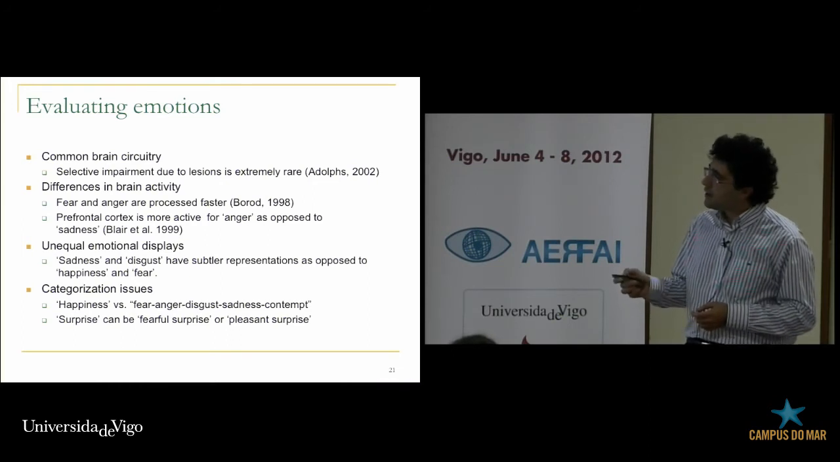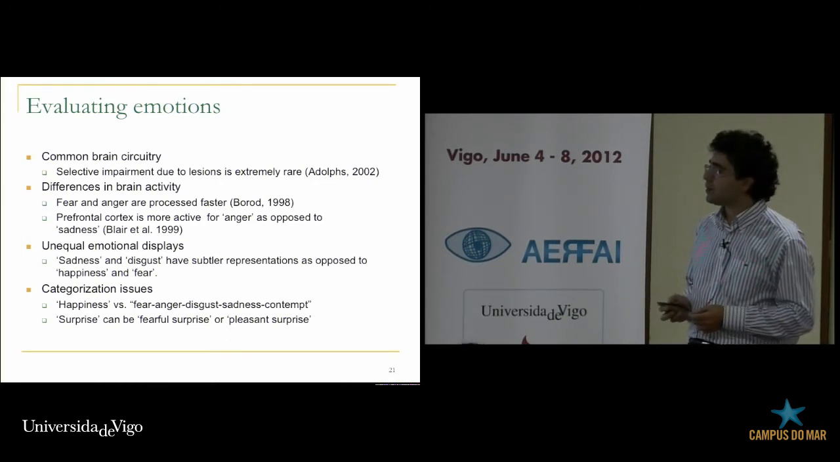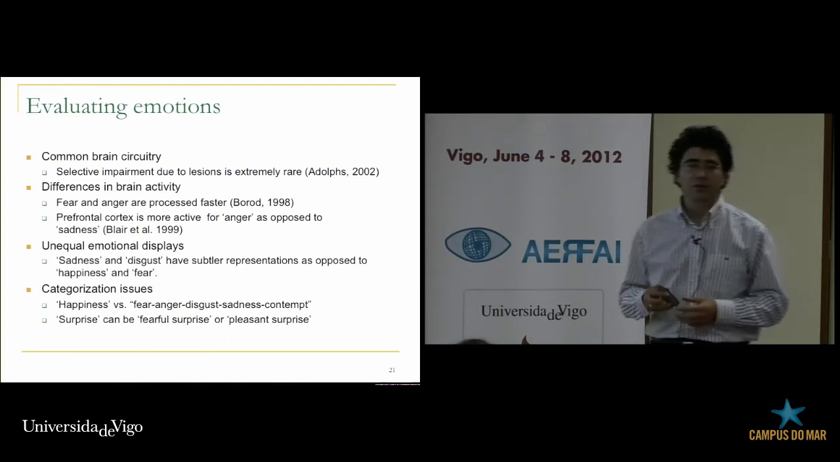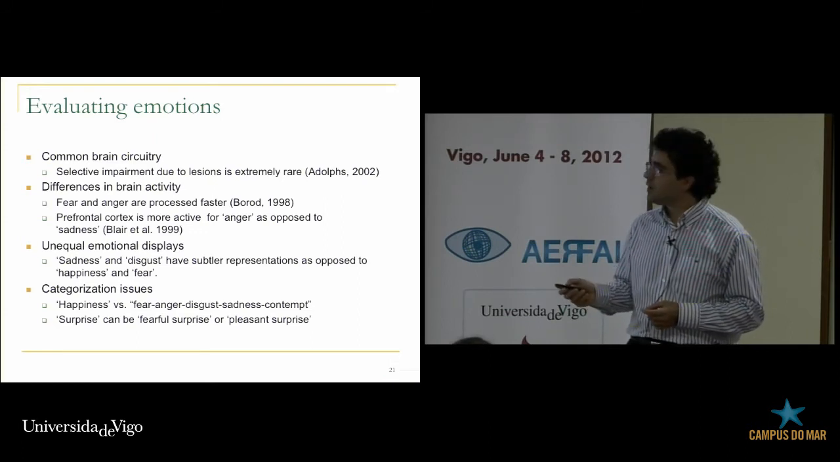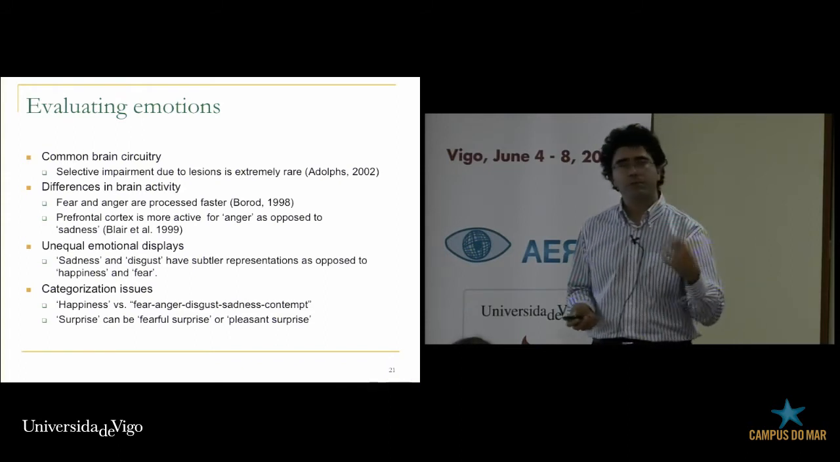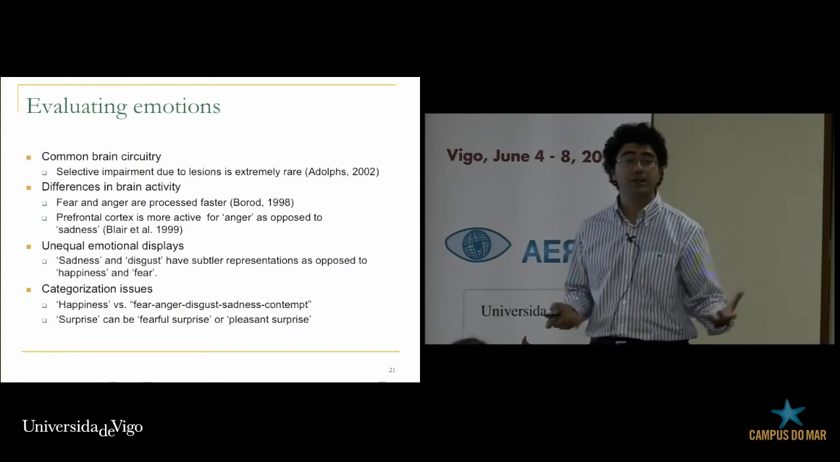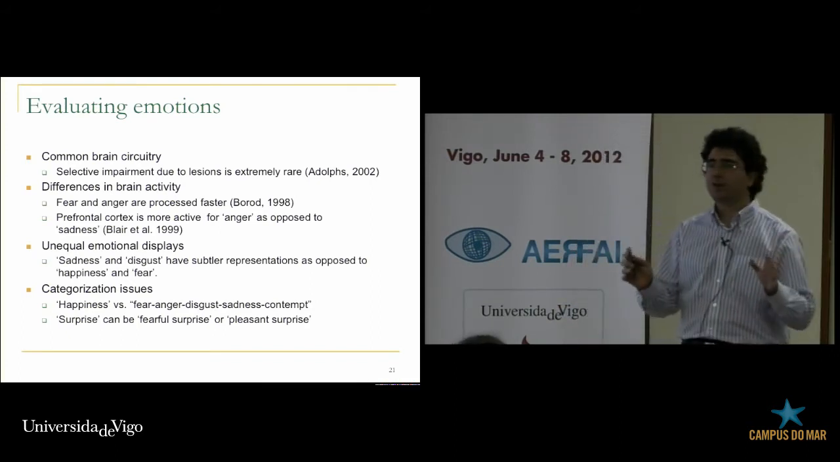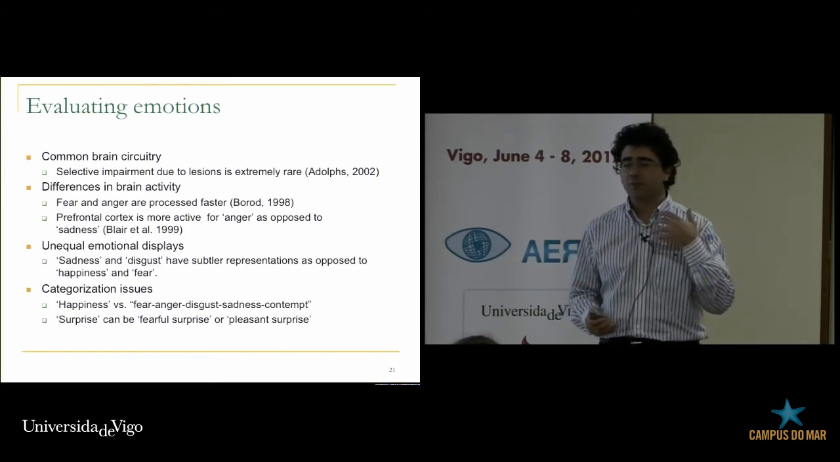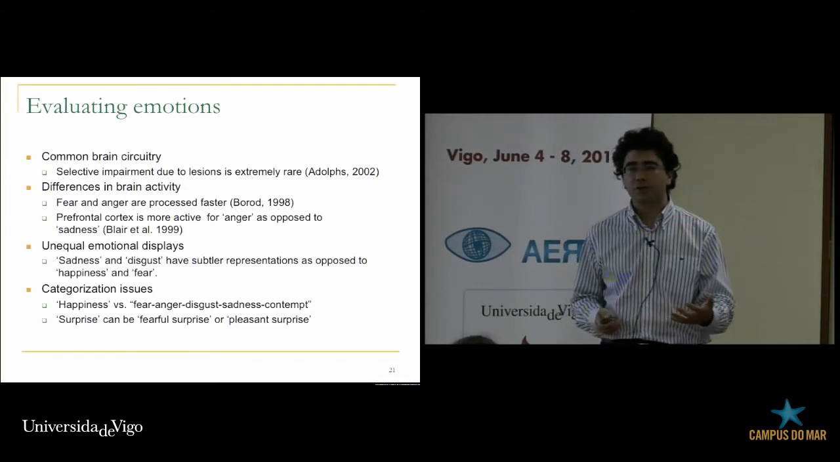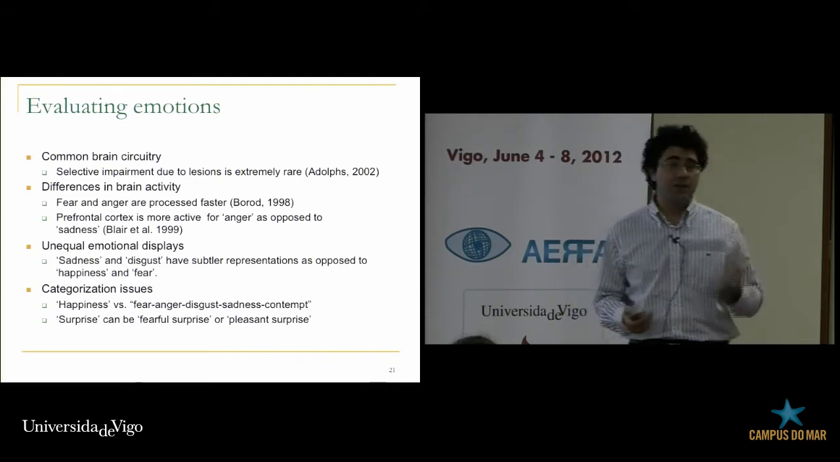However, there are differences in brain activity. Fear and anger are processed faster, and the prefrontal cortex is more active for anger as opposed to sadness, for instance. Can you guess why this is the case? What's in the prefrontal cortex? Anybody knows? Your motor areas, right? So if you're angry, you have a tendency to act on it. If you're confronting a really angry person, there's a high probability that person is pretty impulsive with their actions at the moment, because this is the area that processes anger.